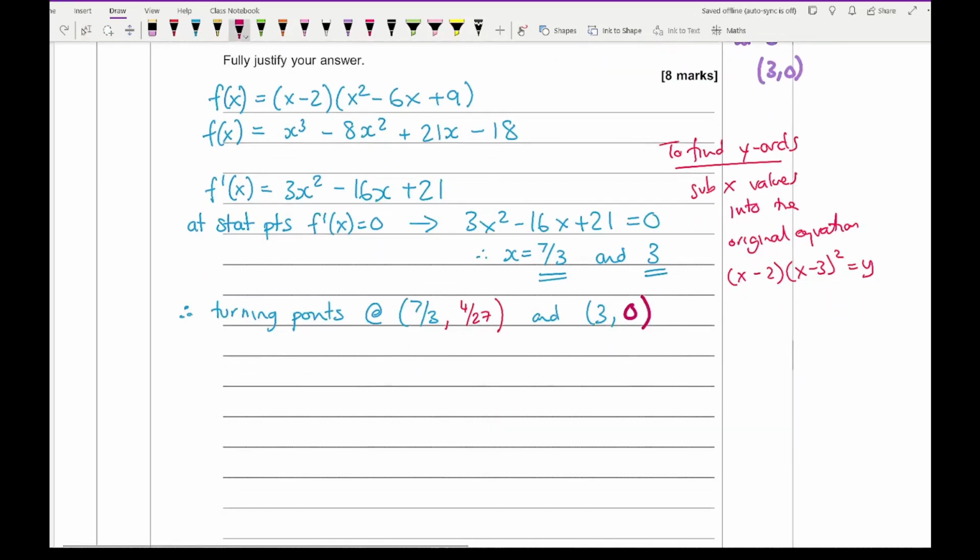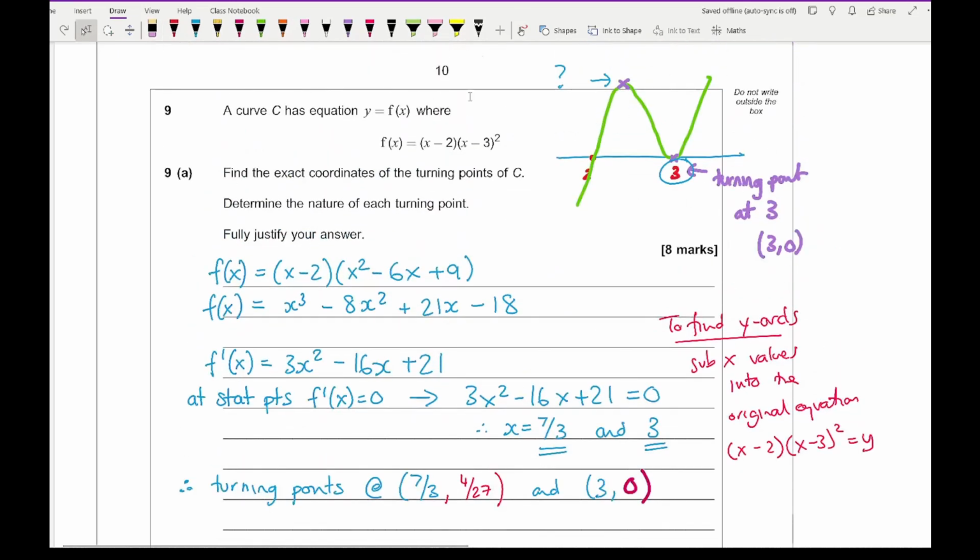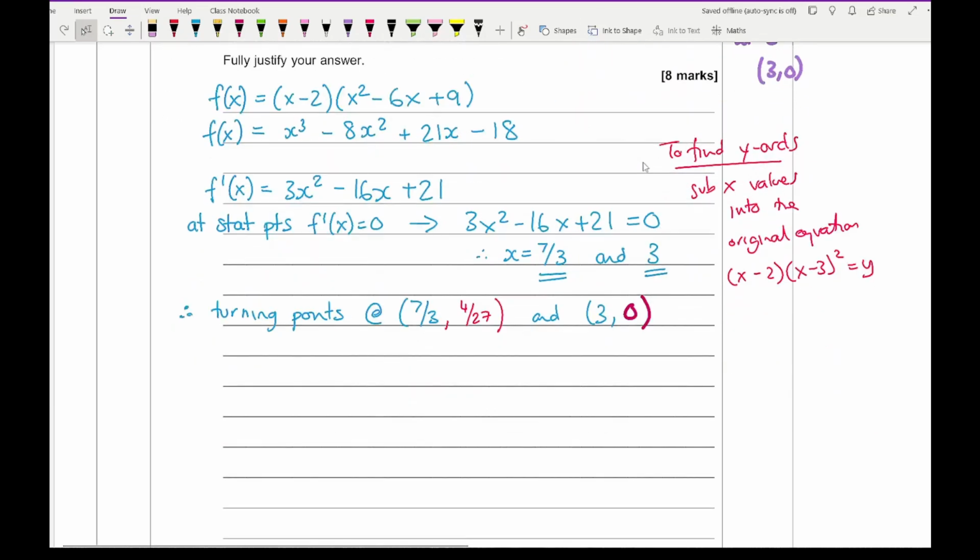So the next thing for me to do is to work out the nature of those turning points. Now, looking at the diagram, I don't think it'll be valid for the 8 marks to use my diagram to tell me the nature of the turning points. So what I need to do is use the second derivative. So the nature of turning points. Here, if I do the second derivative, differentiating this here, I get a function of 6x minus 16.